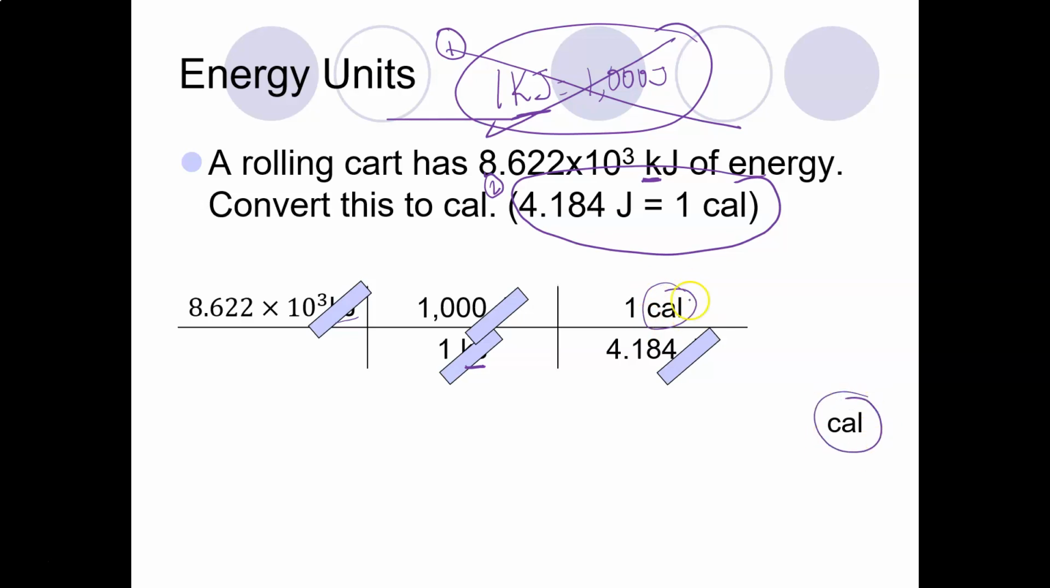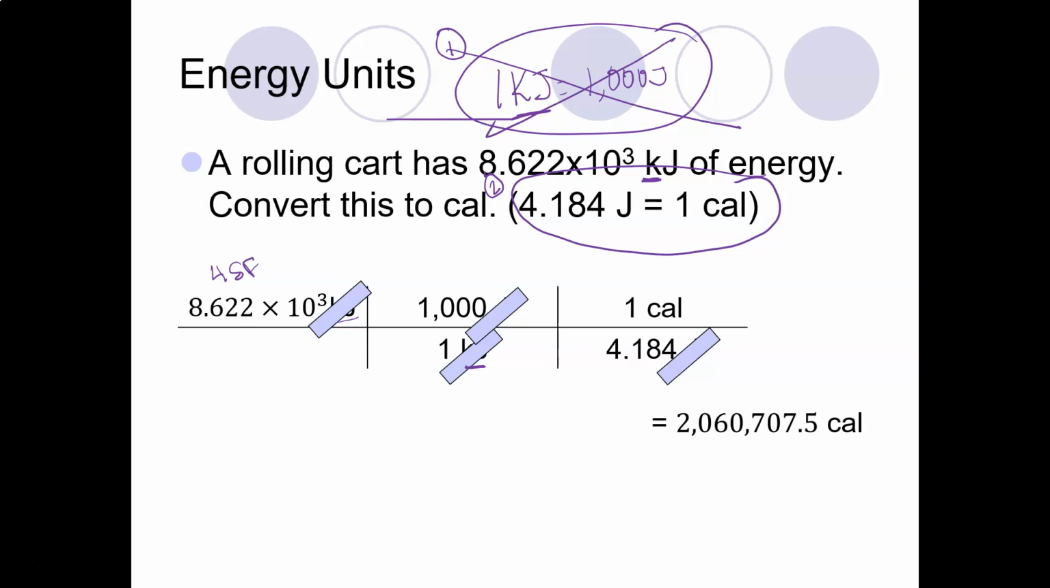So I don't have to have any more steps. Now it's time to grab my calculator. I would take 8.622 times 10 to the third times 1,000 divided by 4.184. When I do that, that's what I get. A whole bunch of numbers. Now we need to think significant figures. So we're going to go back and look at all of our steps. 8.622 times 10 to the third kilojoules. Well, that has 4 significant figures.